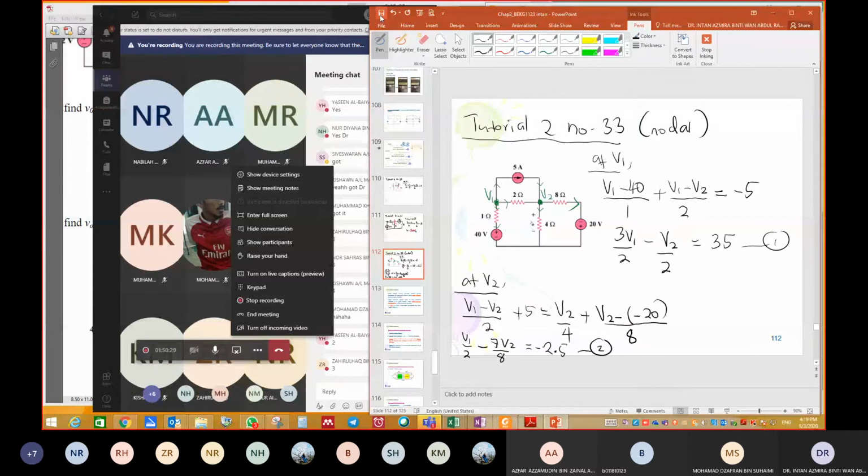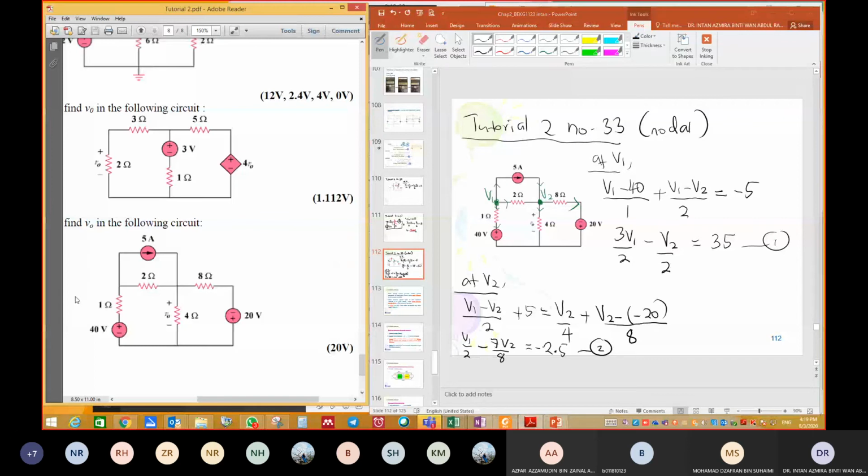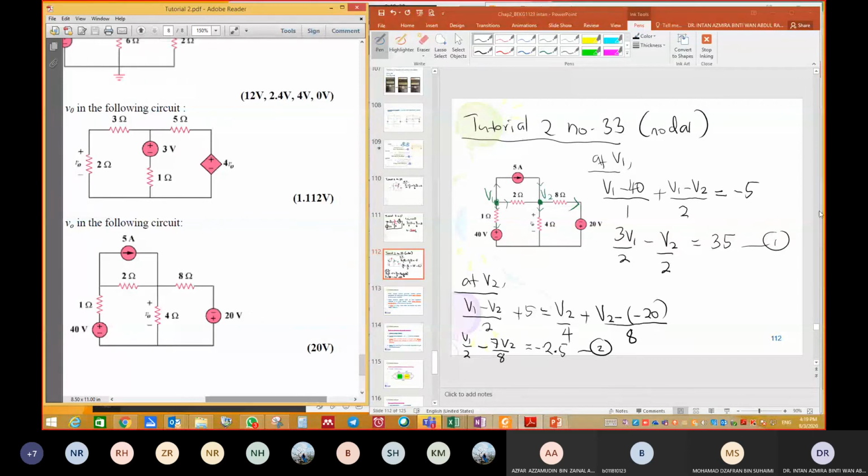C 35. Itu 78. 7, 8. Class, please try to calculate so that we can compare. We can compare our answer.